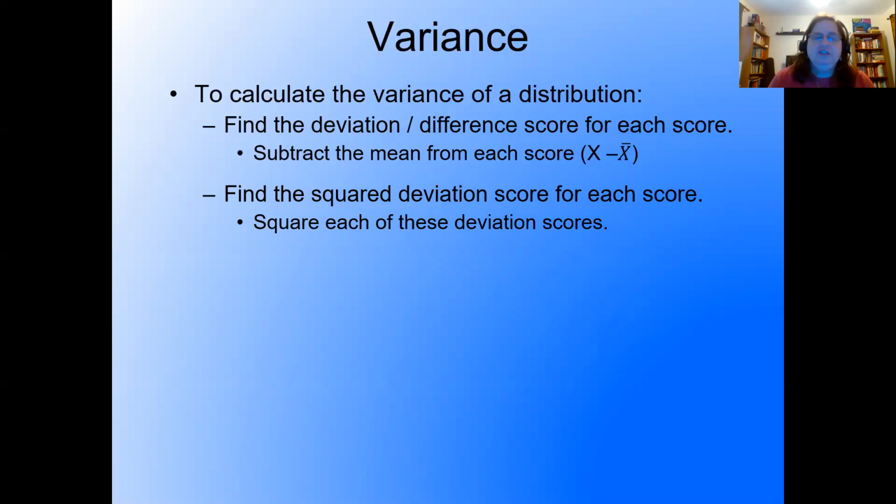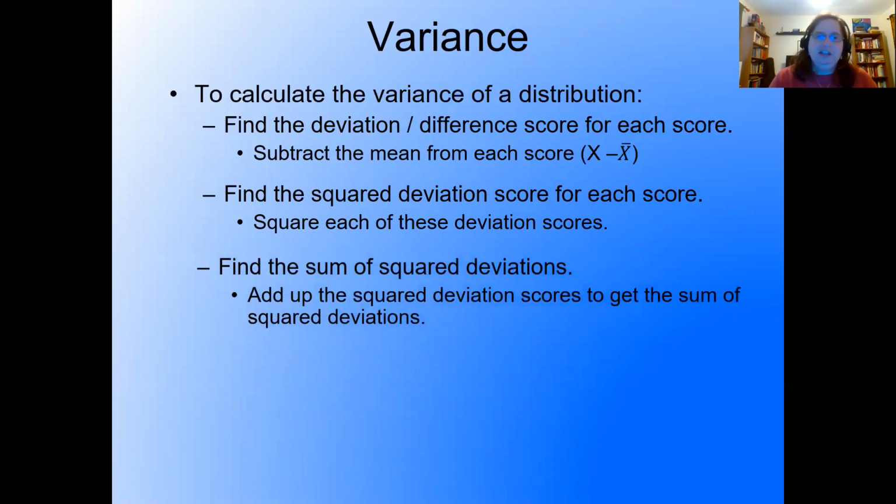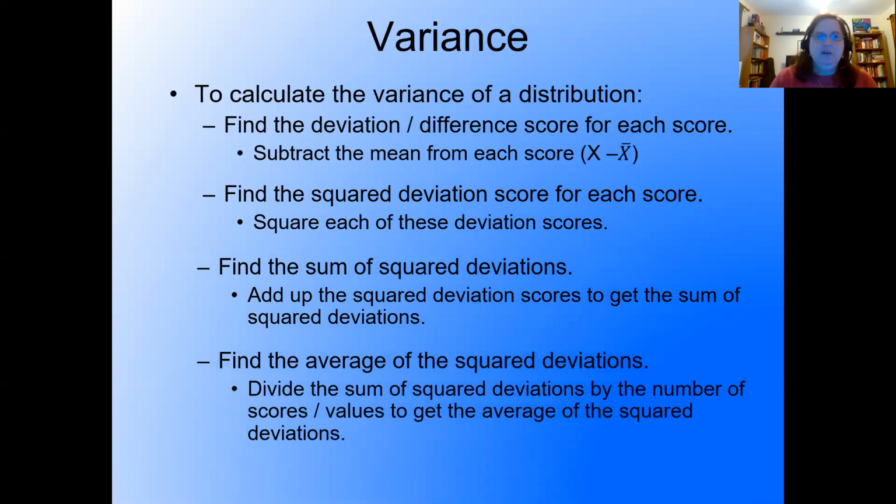And you notice I use the word difference and deviation kind of back and forth. Deviation is more the common language for this, so if you can get used to deviation, that would be great. So we found the differences just like we did before, and this time we're going to square those differences. Then we can add them up. Then we divide by the number of scores to get the average of the squared deviations.